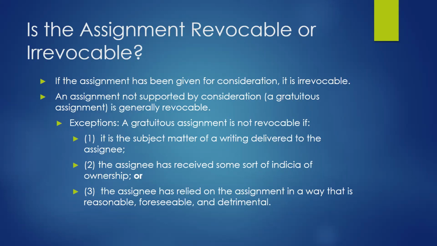Exceptions: a gratuitous assignment is not revocable if 1. It is the subject matter of a writing delivered to the assignee. 2. The assignee has received some sort of indicia of ownership. Or 3. The assignee has relied on the assignment in a way that is reasonable, foreseeable, and detrimental.